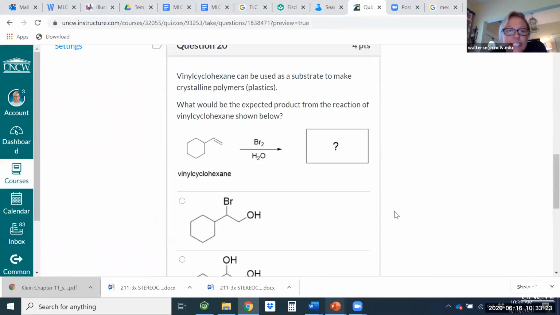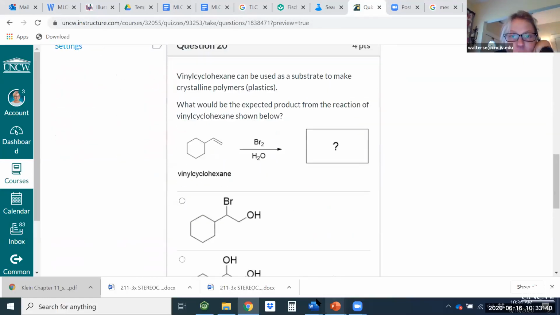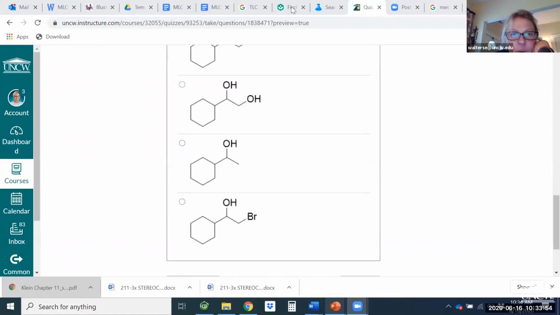Okay, vinyl cyclohexene in bromine and water. So this is halohydrin formation. So you're going to get a bromine and an OH group after a deprotonation. The hydroxide is going to end up on the secondary carbon and the bromine on the outside. So it would be this one. And I'm happy to draw the mechanisms of these if you want me to. You just have to say.